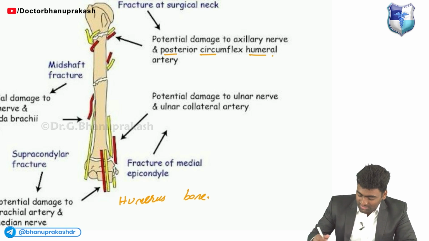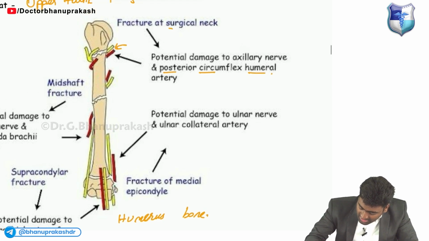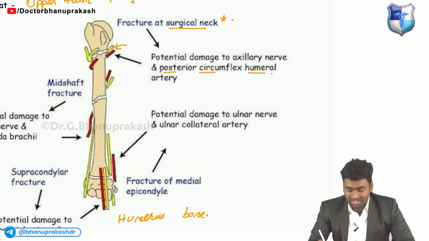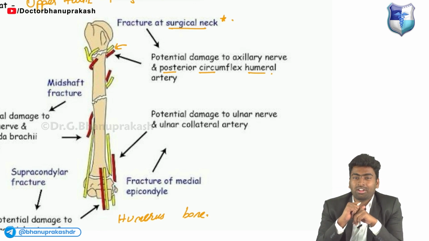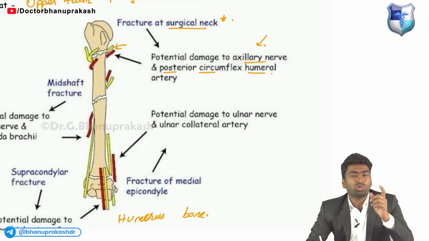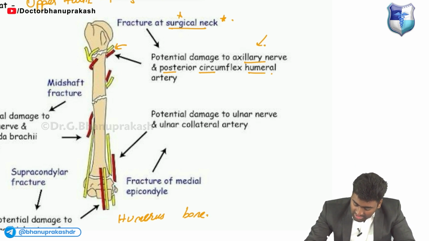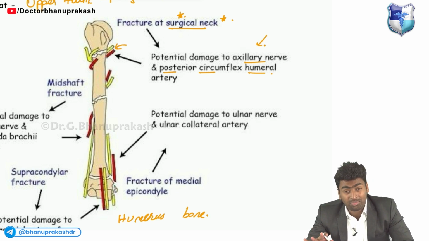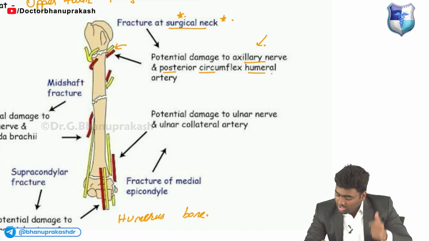Good guys. First, around this surgical neck, there will be one artery, which is this posterior circumflex humeral artery, encircling the surgical neck, and there will be one more nerve, which is this axillary nerve. These two structures will be damaged during a fracture of the surgical neck. There will be damage to this axillary nerve and this posterior circumflex humeral artery.